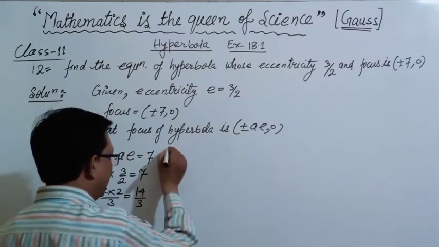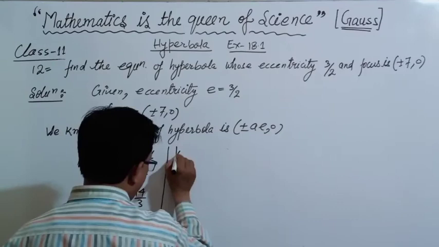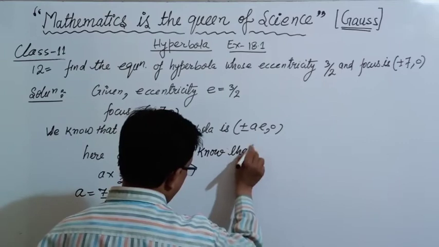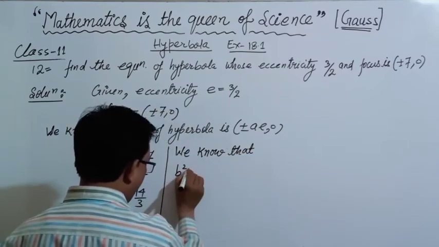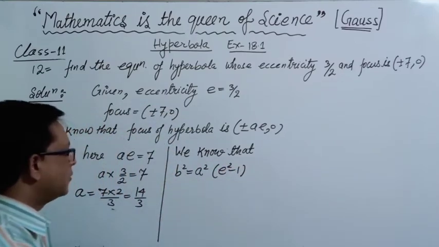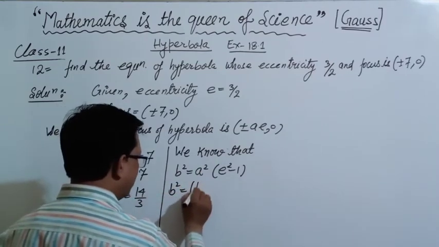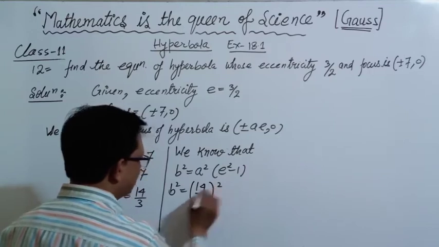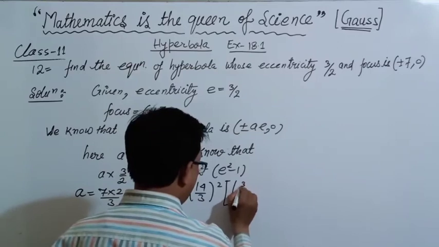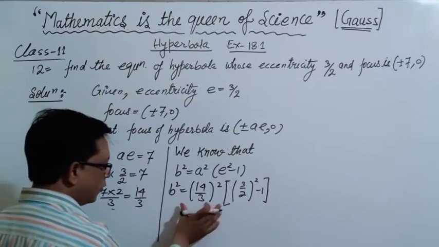For the value of b, we apply the eccentricity equation. So student, we know that b square is equal to a square in bracket e square minus 1. This is your eccentricity equation. So b square is equal to a square, that is 14 by 3 whole square, times the value of e, which is 3 by 2 whole square, minus 1. Now we solve this.